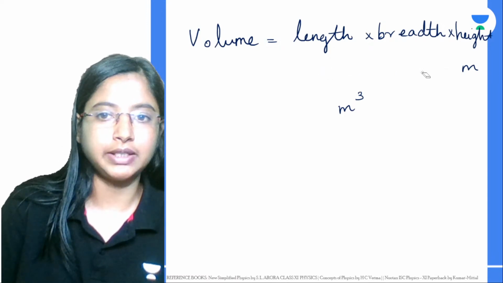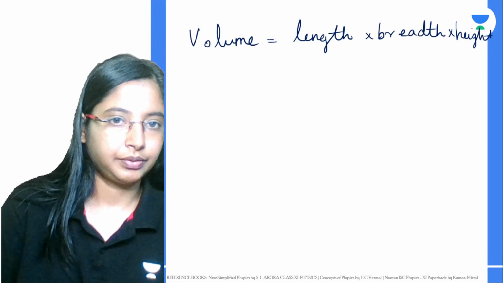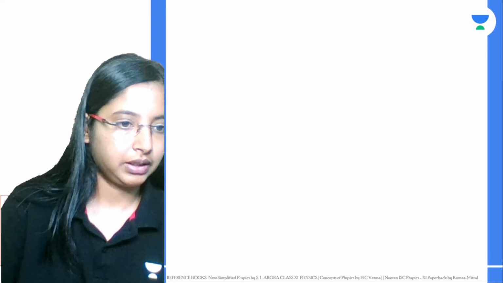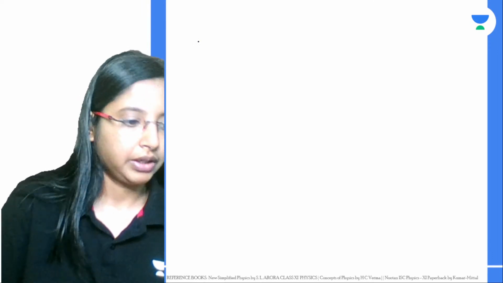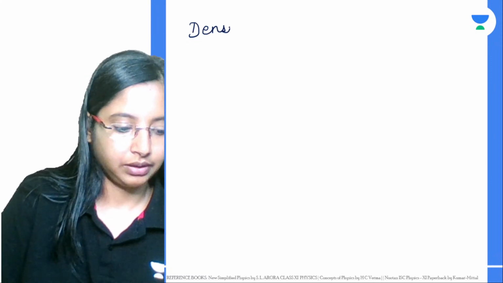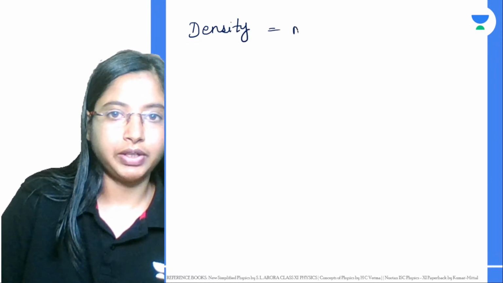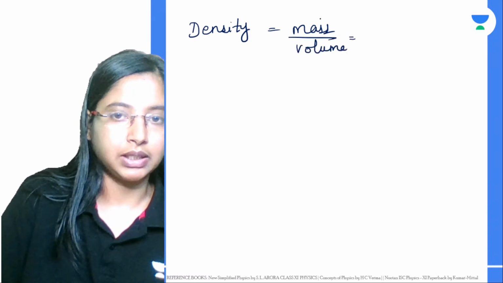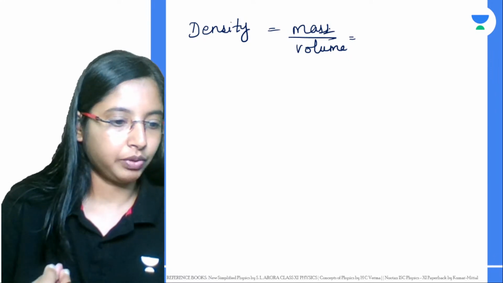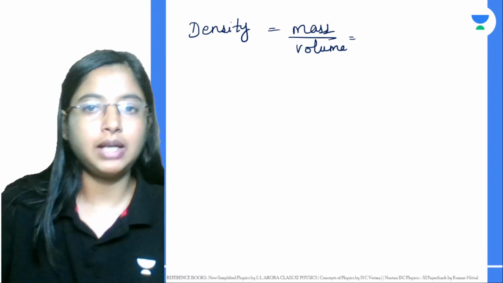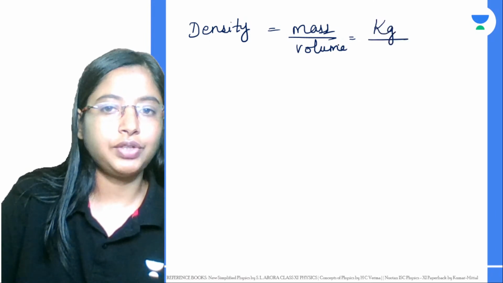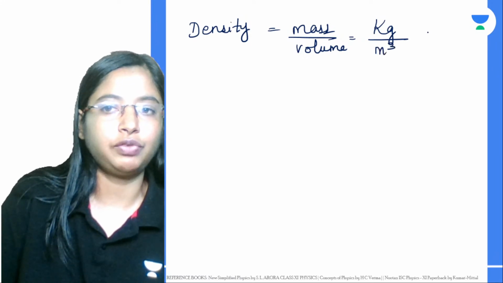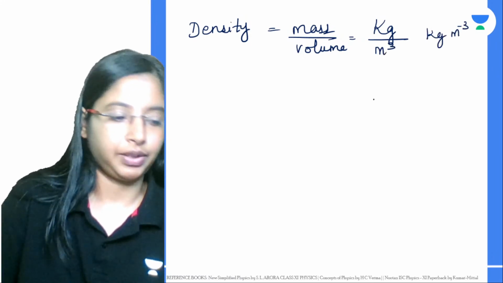Similarly, what would be the unit of density? Density is basically given as mass by volume. Now we know mass is a fundamental quantity. In the SI system of units, for mass we give it as kilograms. Just now we derived the unit of volume, meter cube, so mass per meter cube, which we give as kg m inverse 3.